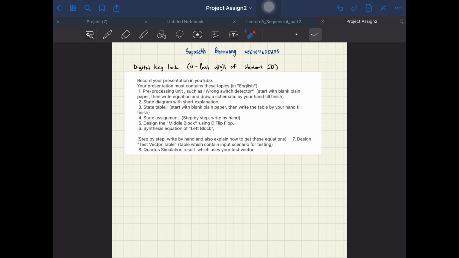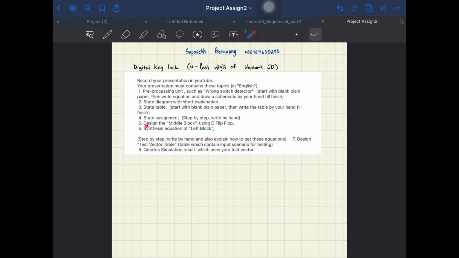Second, state diagram with short explanation. Third one is state table. So again, start with blank pen and paper, then write the table by your hand until finished. Fourth one is state assignment, step by step, and write by hand again. And next one is design the middle block by using the flip-flop. Sixth is synthesis equation of the left block that comes from the state assignment. Step by step again, write by hand again, and also explain how to get this equation.